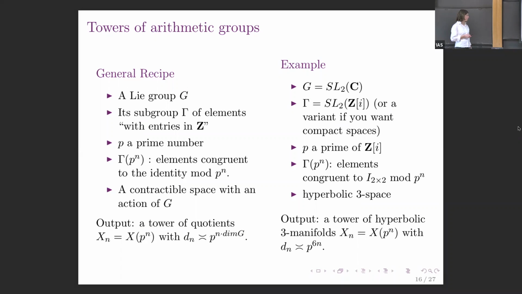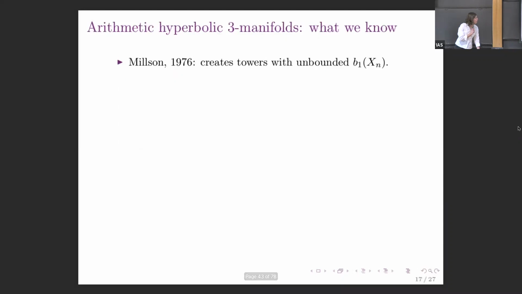Okay, let me tell you what we know in the case of arithmetic hyperbolic 3-manifolds. So these congruence towers. That'll give you a sense of, I mean, I told you about circles, told you about surfaces. We don't know everything yet about 3-manifolds. It's okay. In 1976, Millson creates a tower with unbounded first Betti number. So we know that the first Betti number is not bounded. Now maybe the first Betti number is proportional to the degree.